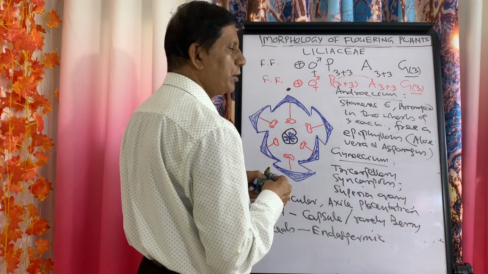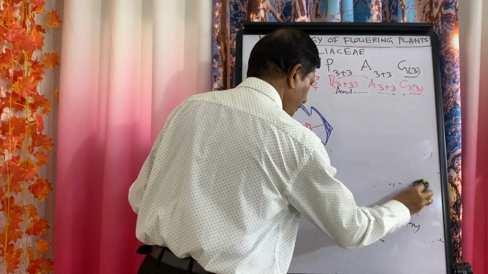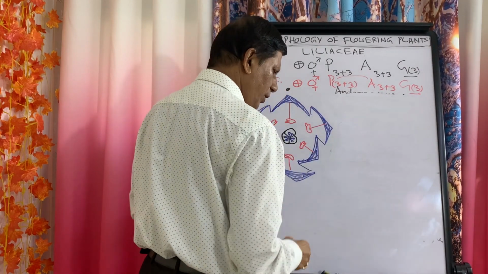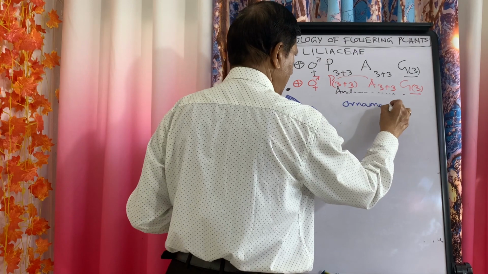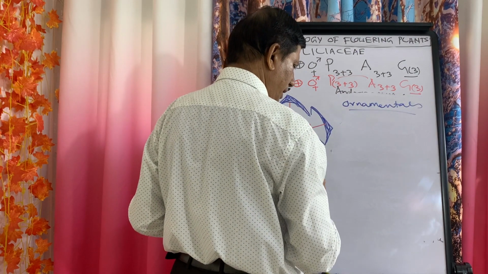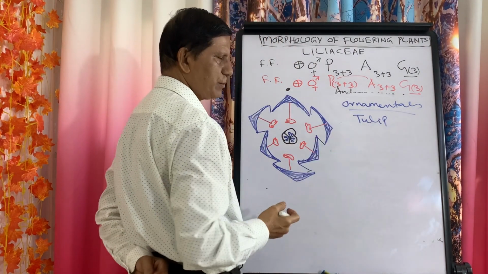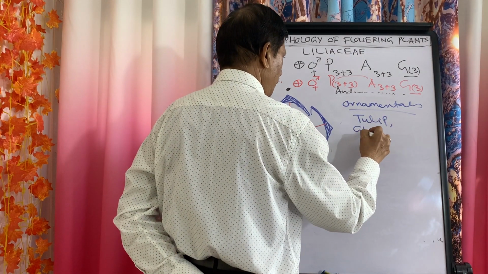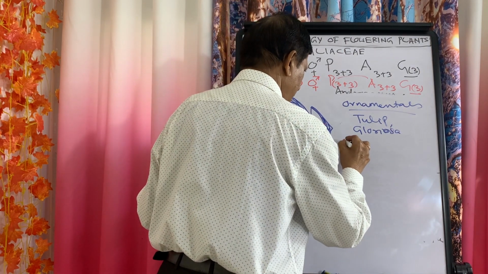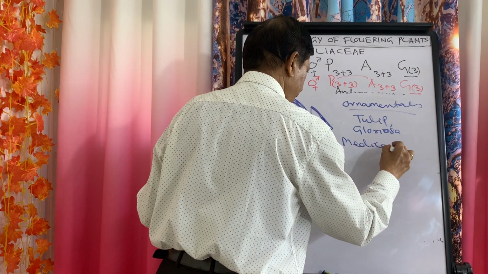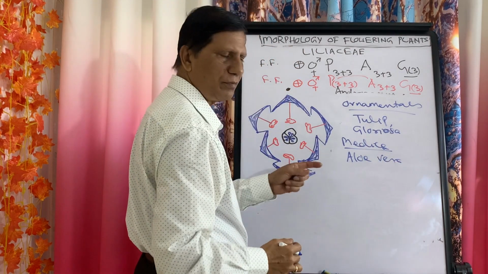Now let us discuss some of the economically important plants. Among the economically important plants, some are ornamental plants, and among the ornamental plants, one is tulip, very beautiful flower, and mostly in Kashmir there is a tulip garden. Then another is gloriosa. These two are the ornamentals. Then under medicinal, one plant is aloe vera. It has a lot of economic importance.